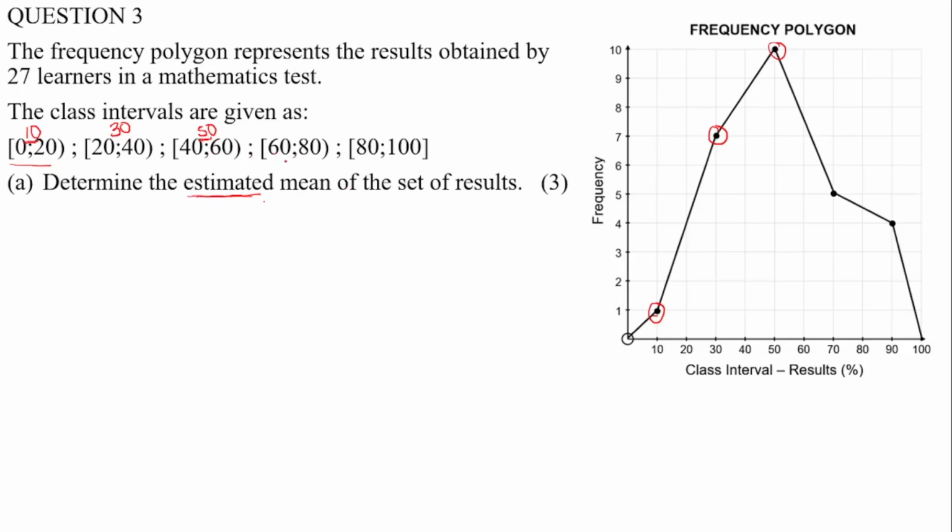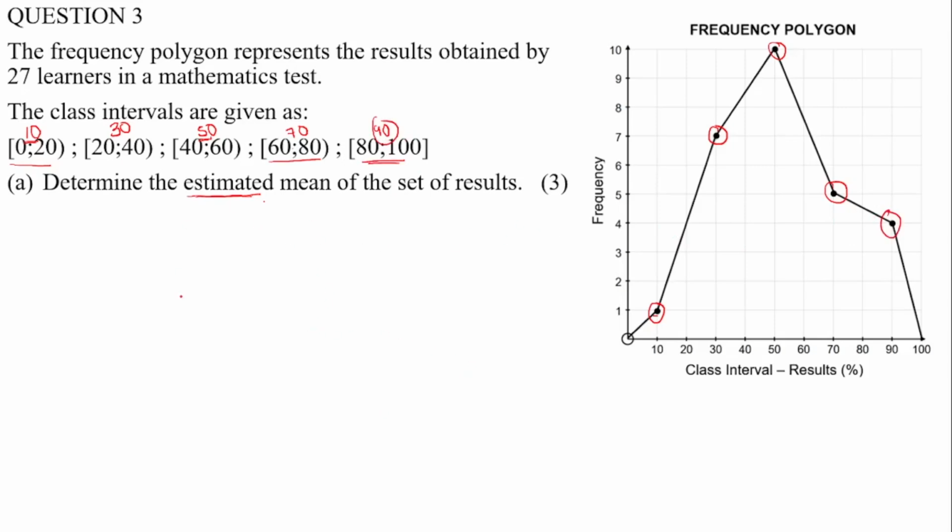Right, so the midpoint of the class interval here is 70. So we're saying how many learners? 5 learners got 70%, and then the midpoint of the class interval here is 90. So we're saying that 4 learners got what? Got 90%. Actually we don't know the exact marks, isn't it? I think I've emphasized that a lot.